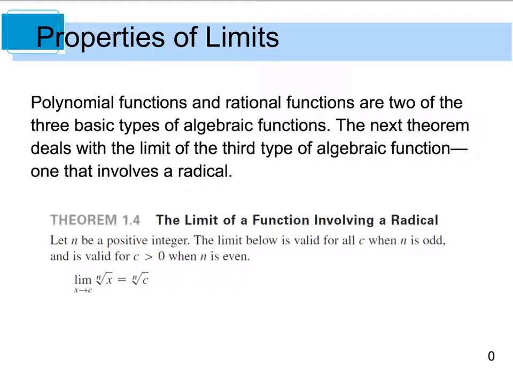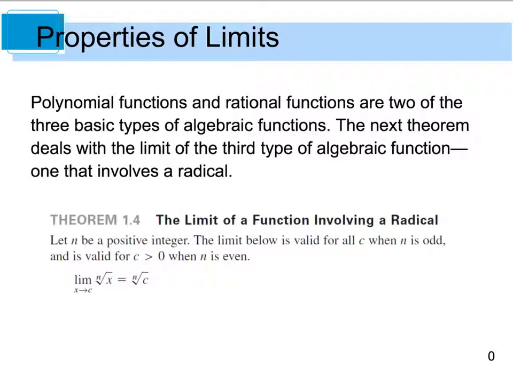Okay. Polynomial functions and rational functions are two of the three basic types of algebraic functions. The next theorem deals with the limit of the third type of algebraic function, the one that involves a radical. So, what we can say is basically here, more direct substitution that you're used to, no matter what degree it is. So if it's a square root, cube root, fourth root, fifth root, what we're going to do is take x and plug C in for x as the limit approaches it.